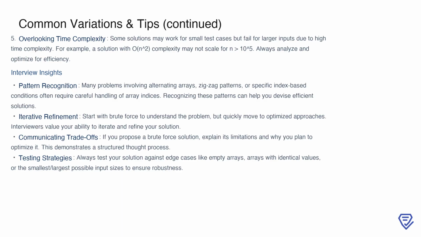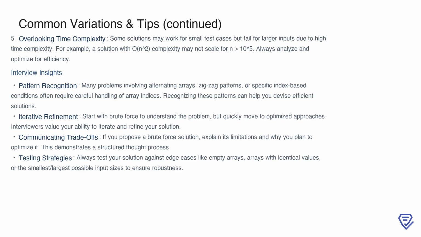In terms of interview strategy, recognizing patterns in problems is key. Alternating arrays, zigzag patterns, or other index-based conditions often require a similar mindset of carefully analyzing indices and constraints. If you can identify these recurring themes, it becomes much easier to devise an effective solution. Additionally, start by exploring the problem with brute force, but aim to refine your solution as you go. Interviewers appreciate when you demonstrate an ability to iterate and optimize.